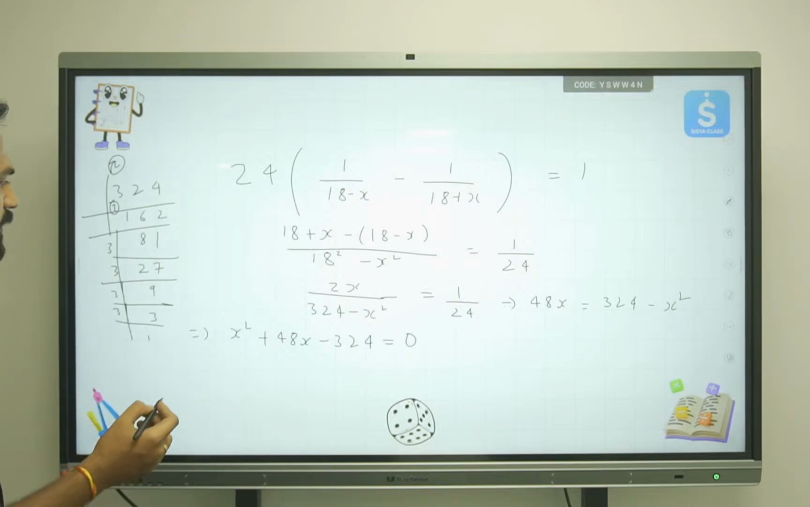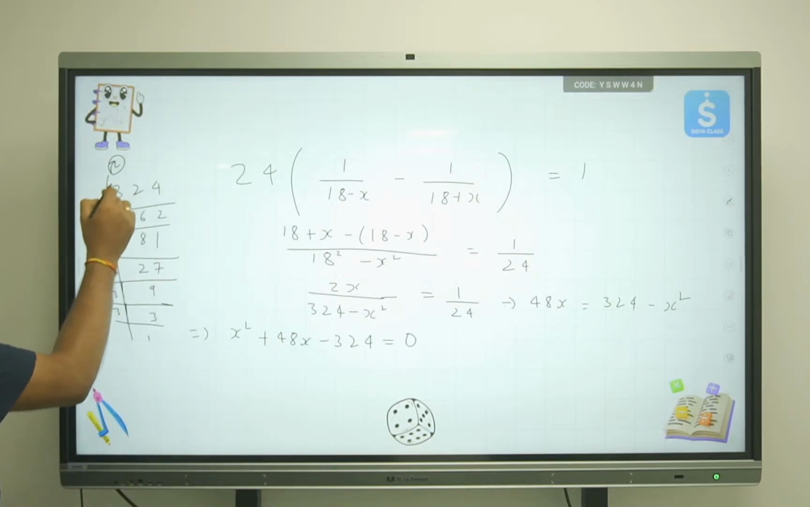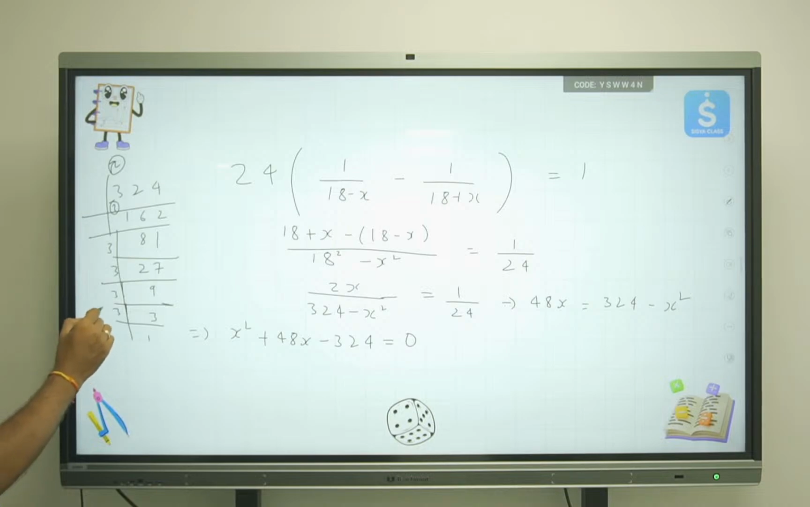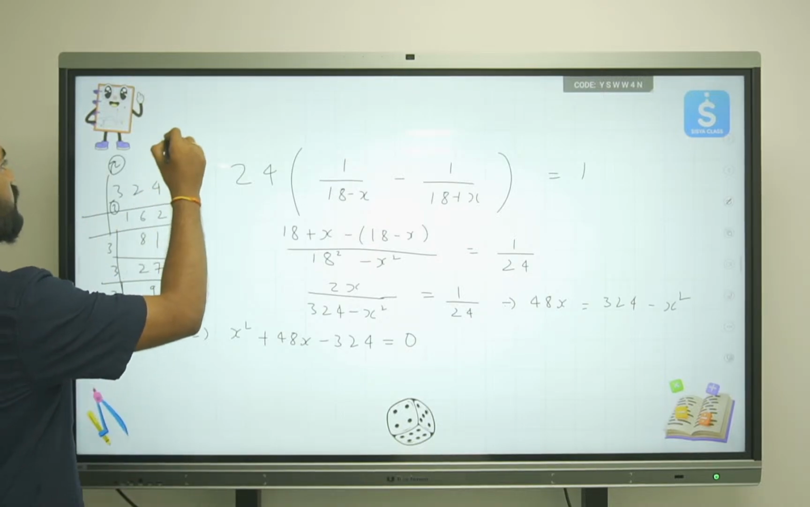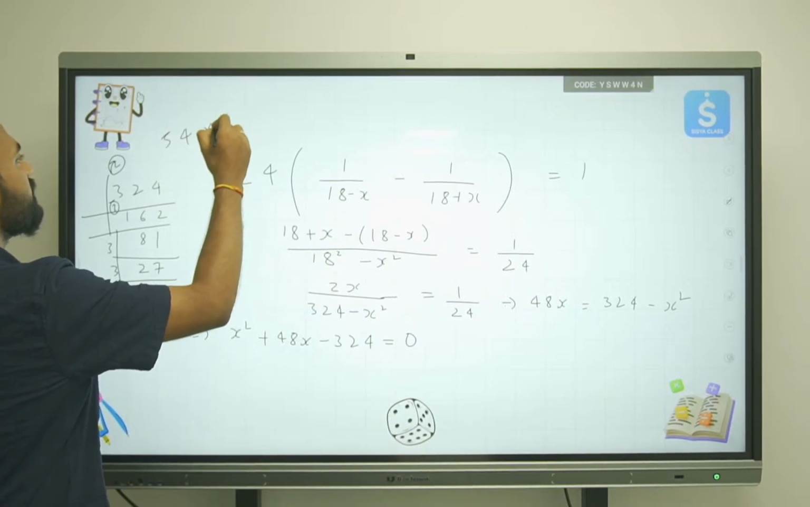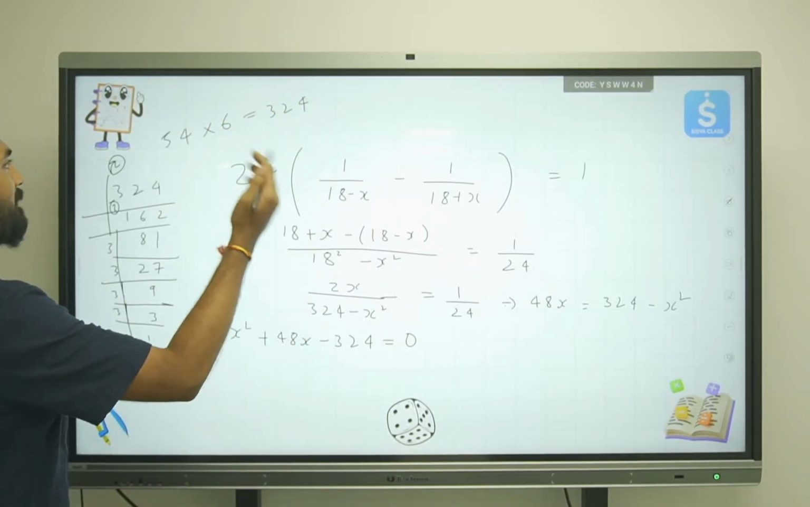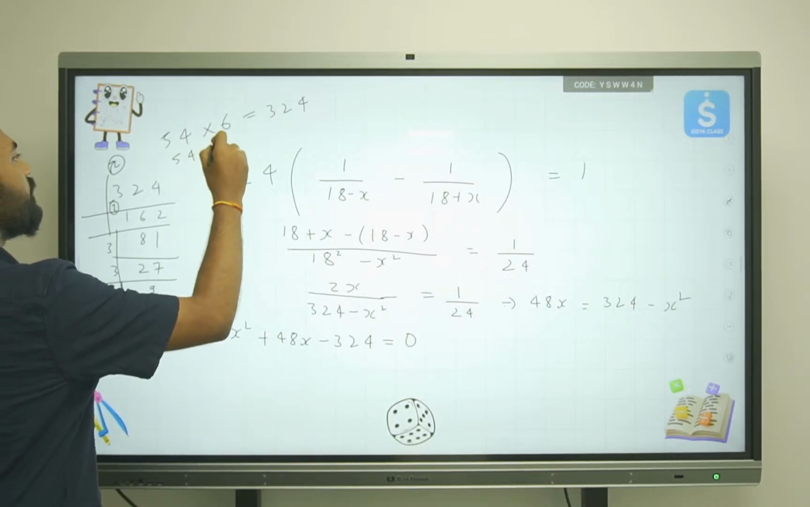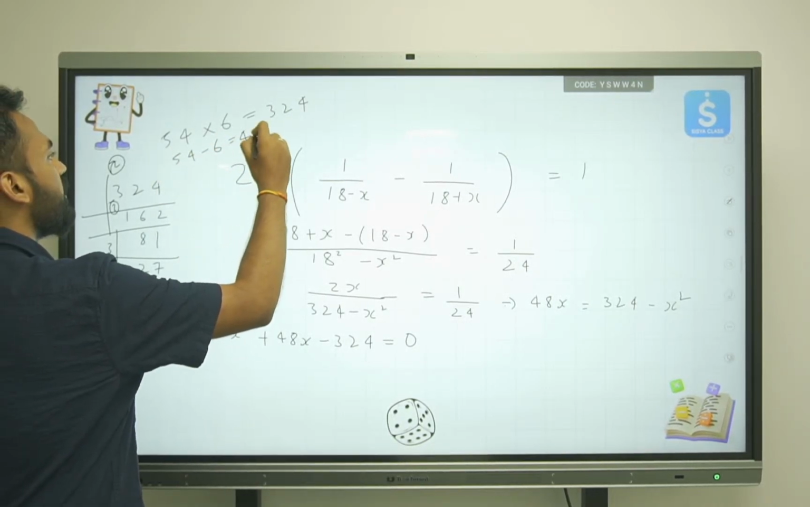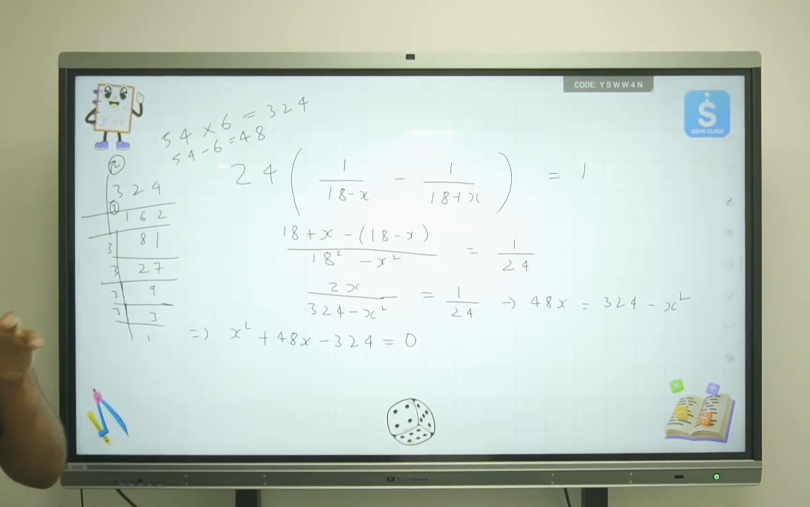12 and 27? No, again no. 2 twos are 4, 3 threes are 12, 3s are 36 and 9? Again no. 3 threes are 9, 2s are 18, 18 into 18, no. 3 threes are 9, 3s are 27, 2s are 54 and 6. 54 and 6 will give you 324. Again 54 minus 6 will be 48. So 54 and 6 are those two numbers.